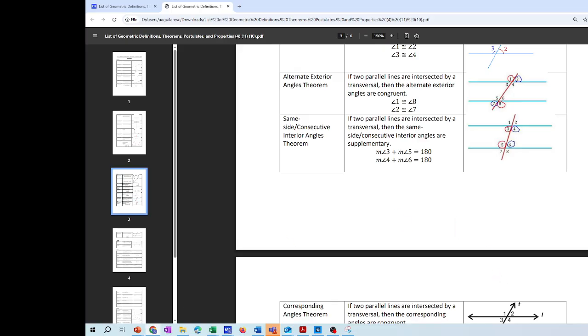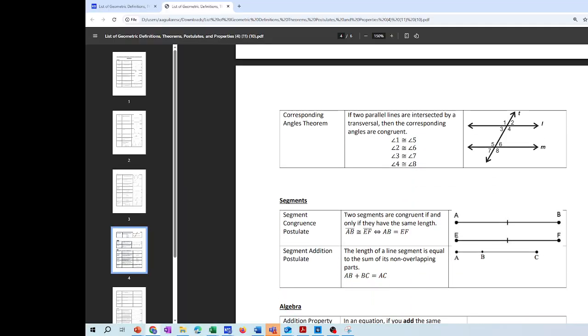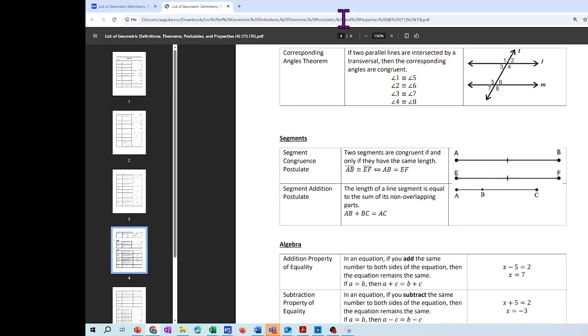Then we have the corresponding angles. For example, angle 1 and 5, if you see, they're on the same side of the transversal, but one is on the outside of the parallel lines and the other one is on the inside. Okay, it's the same thing for angle 2 and 6, 3 and 7, and 4 and 8.